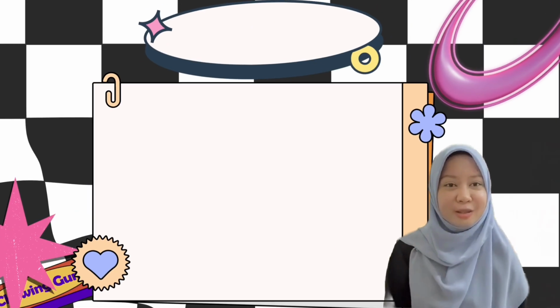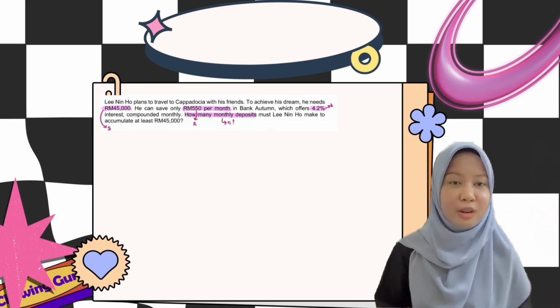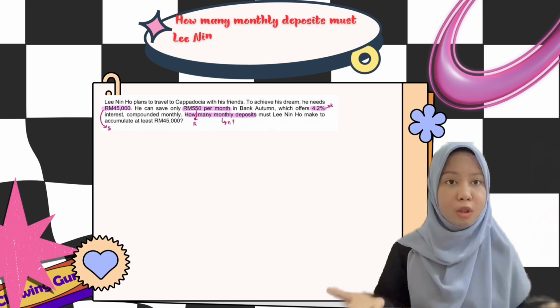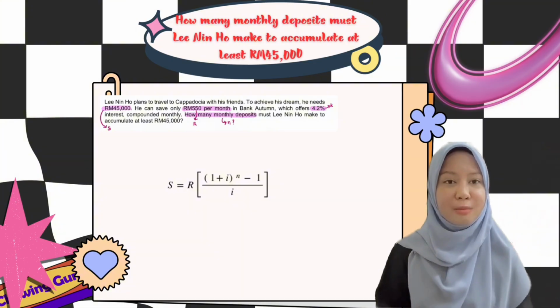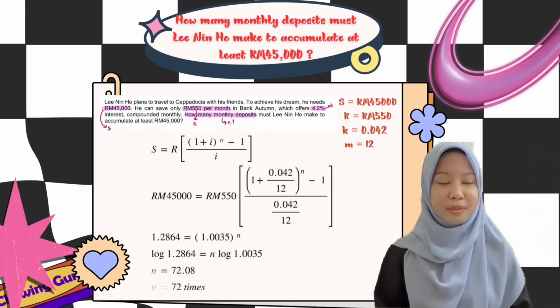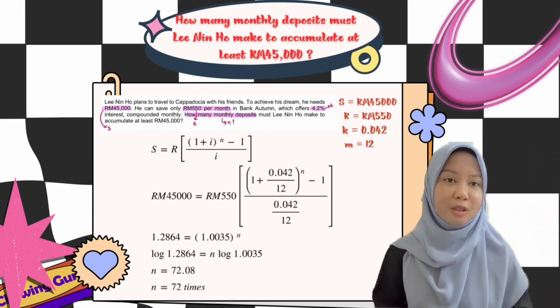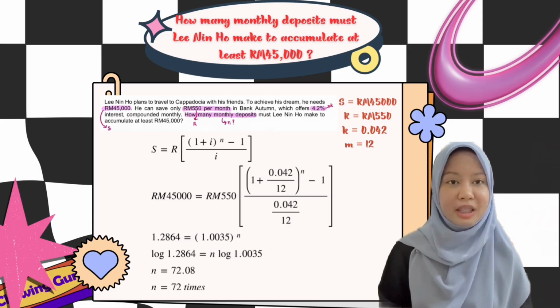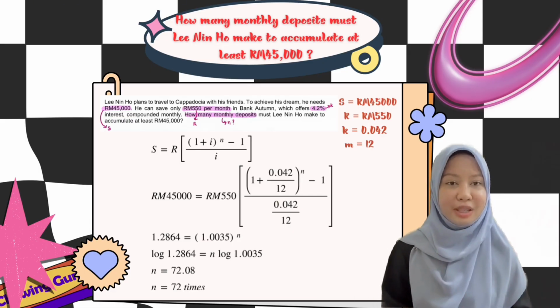Alright, so the final question is, we need to help Lee Min Ho find how many monthly deposits. So, we're going to use S equals R((1 plus i)^n minus 1) over i, and then we're going to substitute all the values into the formula. And then the final answer is, Lee Min Ho needs to make 72 monthly deposits to accumulate at least 45,000 ringgit.